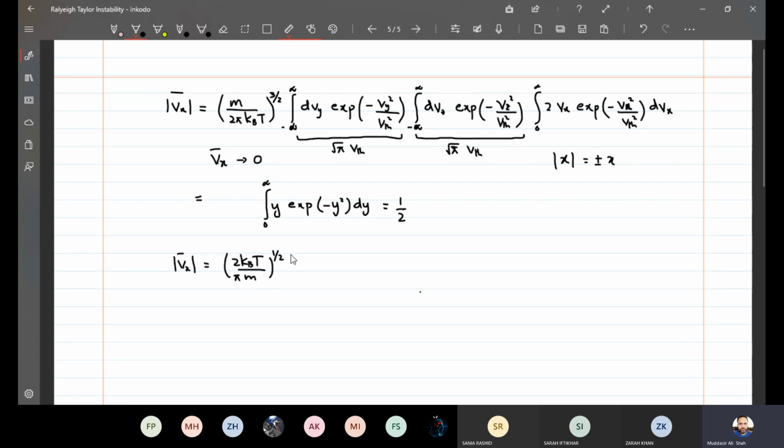You can find out the Vy average value. You can also try to find out the Vx average value instead of taking these plus minus quantities. This will give you 0. You can check it by integrating this function with Vx. So as this is an isotropic distribution, Vx average goes to 0, but this Vx modulus average is not going to 0.